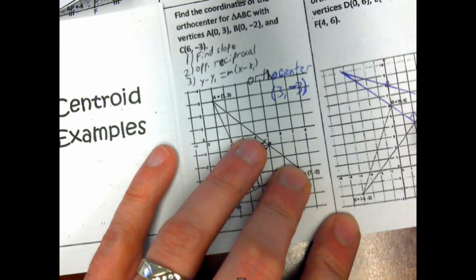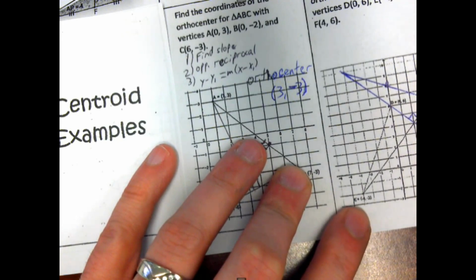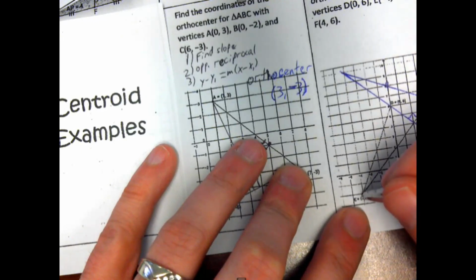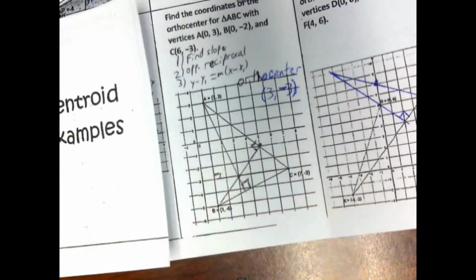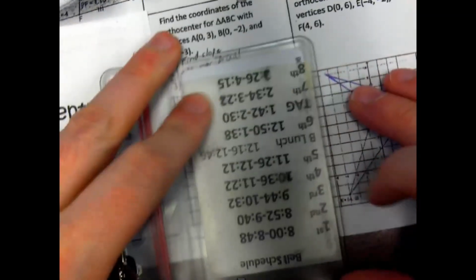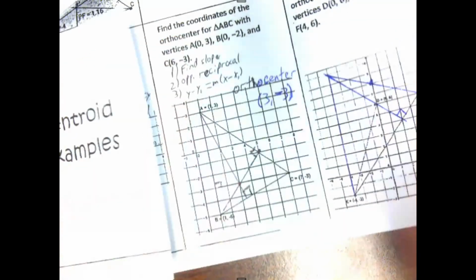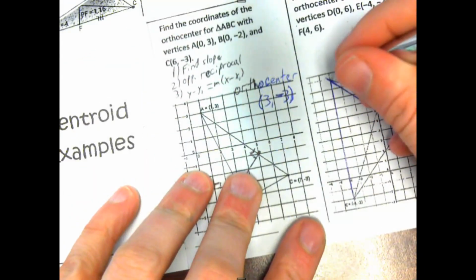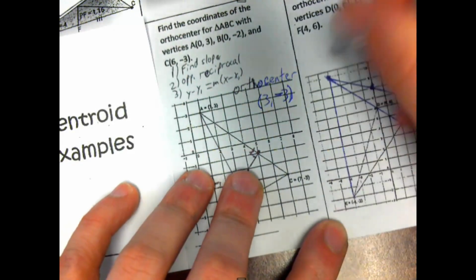And then finally, my final altitude is my easy one. This is a horizontal line, so my perpendicular one is going to be vertical, and it's going to go through this opposite corner right here. So it's just going to go straight up and down over here, from there to where my other 2 points already meet. And there is my orthocenter at -4, 10.